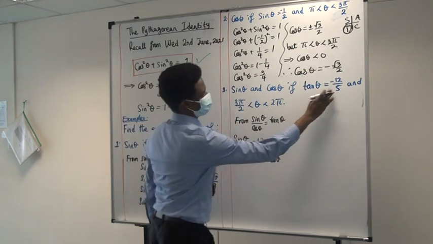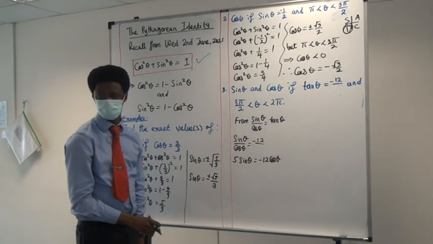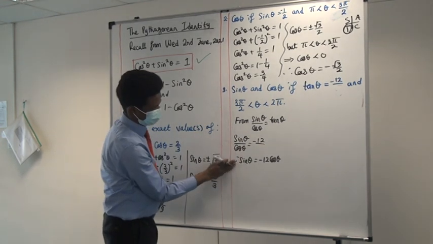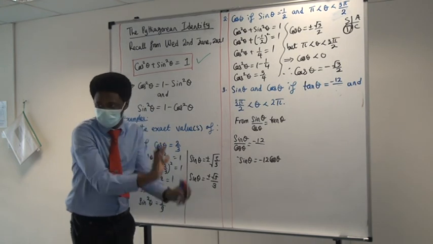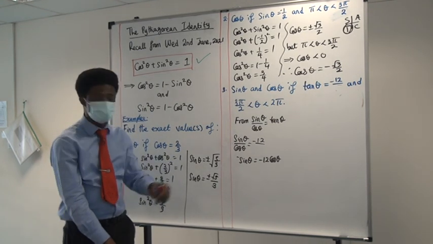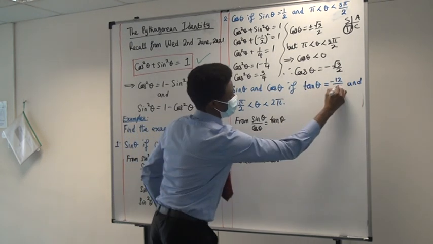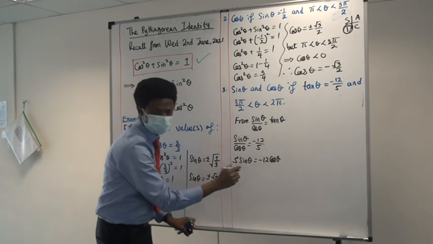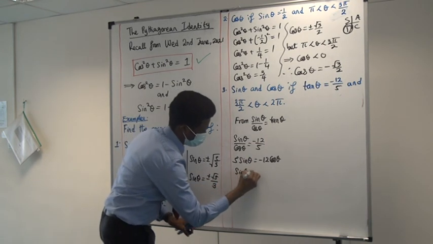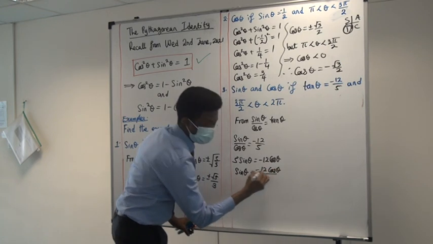If this was minus 12, and this would have been sine is equal to this, then sine is already made the subject, and then you can use it. But here, sine is not made the subject. So you can make sine or cos the subject, it doesn't matter. But I'm just going to make sine the subject. So I get minus 12 cos theta divided by 5.